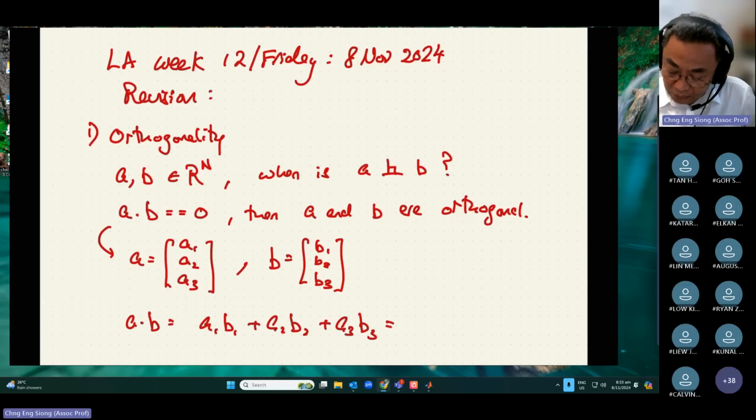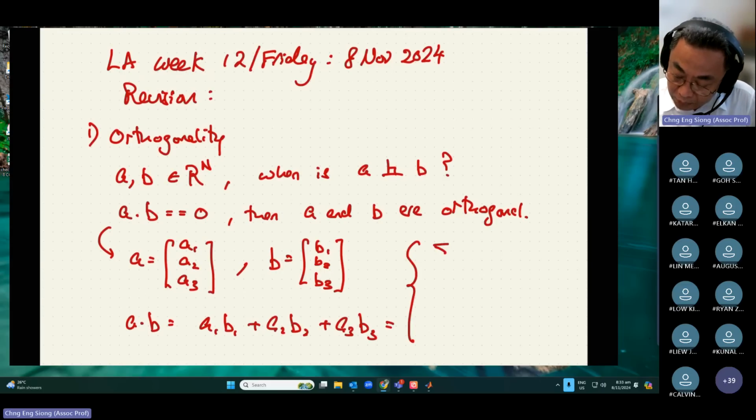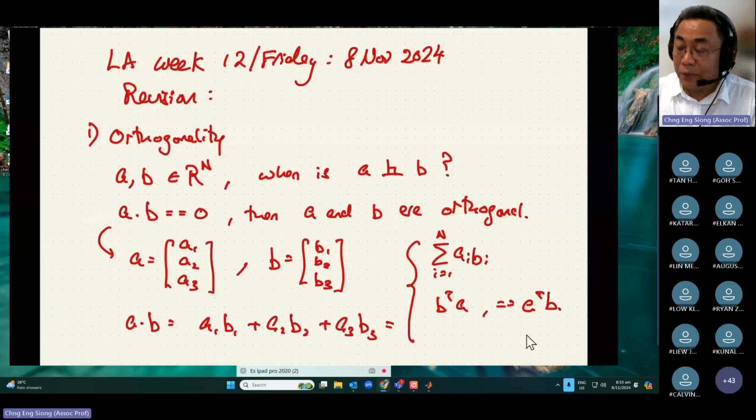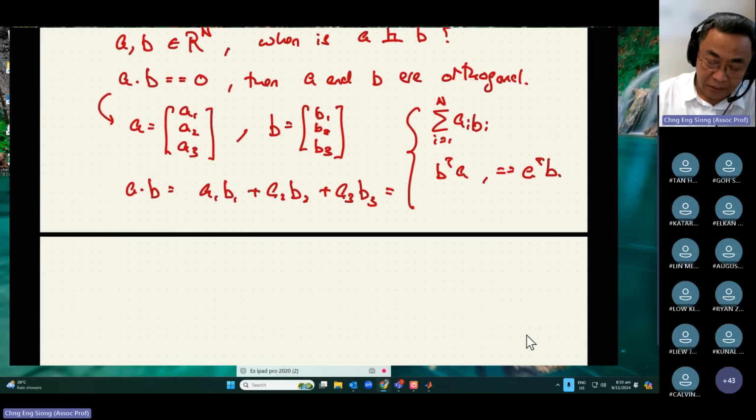And you can write it in a few forms. You can write it as summation AI, BI, I equals 1 to n. You can write it as B transpose A. And for real vectors, this is also equal to A transpose B. You must be very careful when it is complex. All right, but once you understand this basic, then the questions will be more tricky, right?